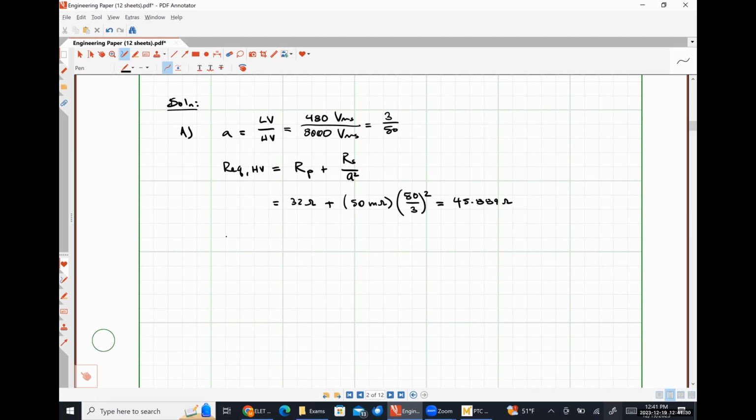Very similarly, XEQ on the high voltage side is going to be X sub P plus X sub S over A squared, where X sub P was 45 ohms, X sub S was 60 milliohms, multiplied by 50 over 3 squared. And we get 45 plus 0.06 times 50 over 3 squared, which is 61.6 repeating.